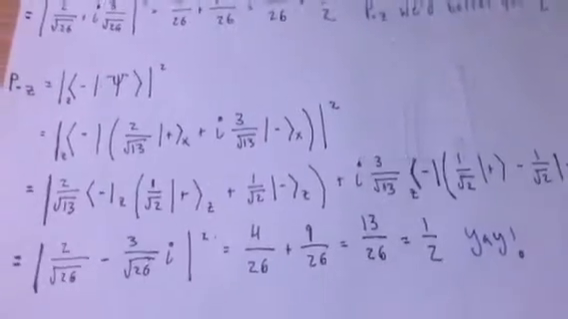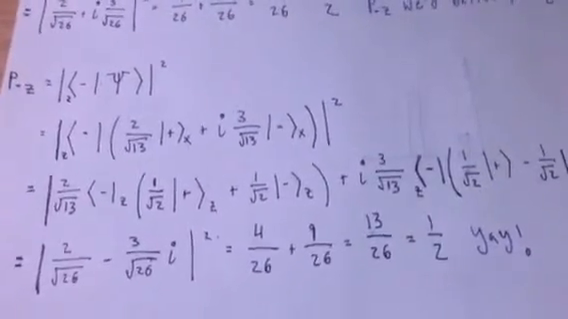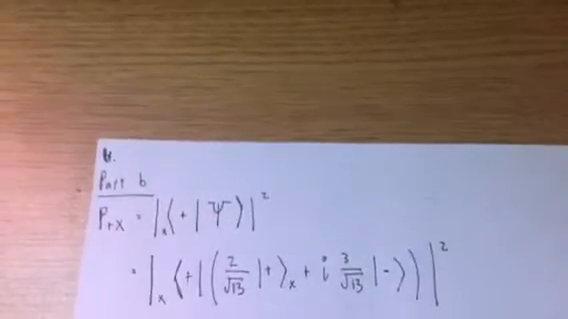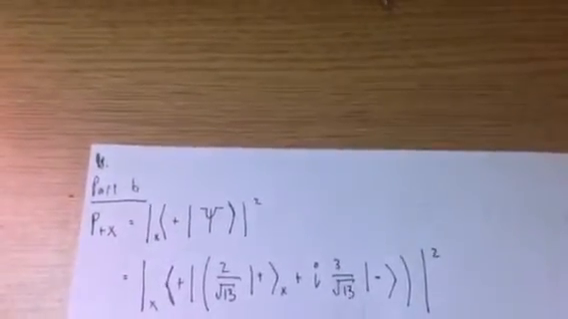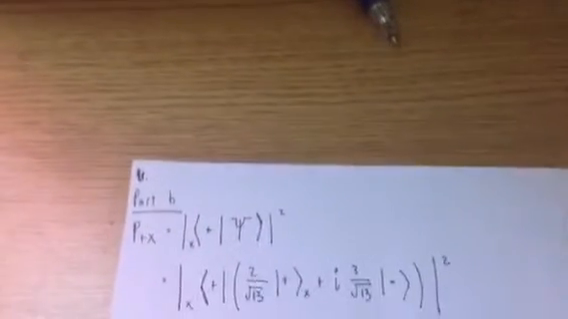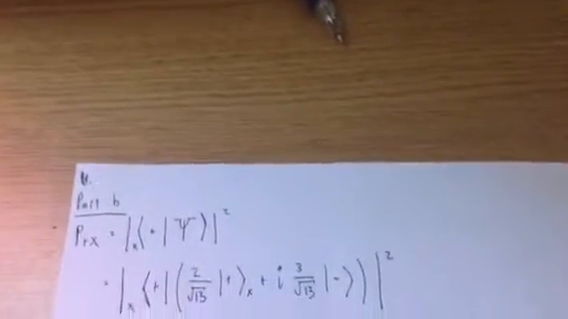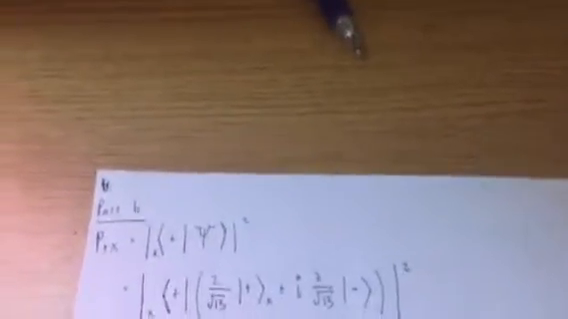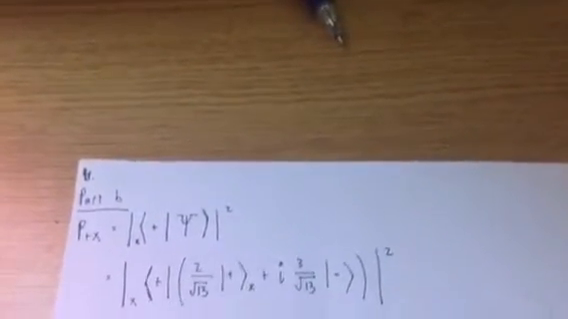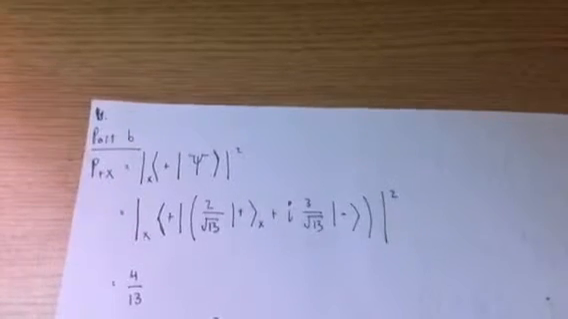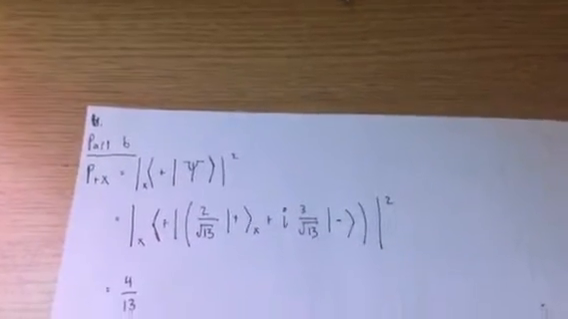So let's check the probabilities of it being in the up and down x spin states. This is much nicer because we don't need to do that substitution that we did before. Essentially all we're doing now is projecting our state vector onto the plus x basis vector, and we do that just by taking the inner product of the two. So when we do that, we end up with 4/13.